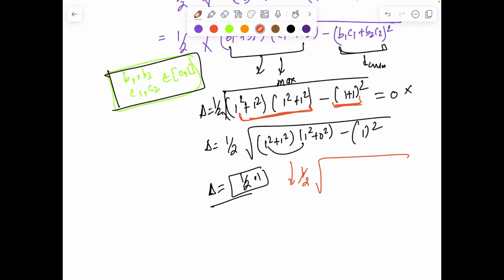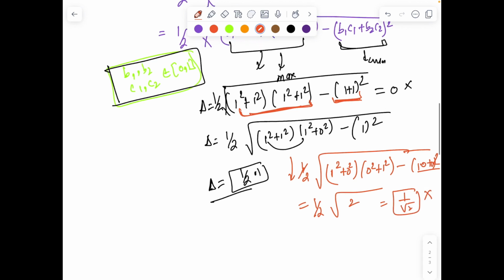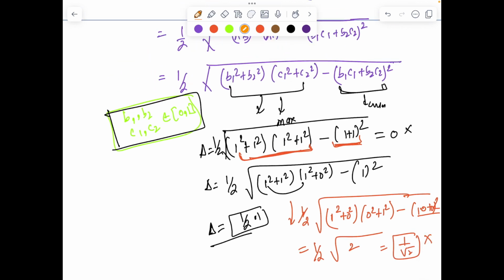So a little bit we have to sacrifice our grid, and we'll have half times. Let's give another try. If I take 1 square plus 1 square, and let's say 1 square plus 0 square, and here 0 square plus 1 square. So now it's 1 into 0 plus 0 into 1, so that goes. So we have half into root over 2, and that will give you 1 by root 2.